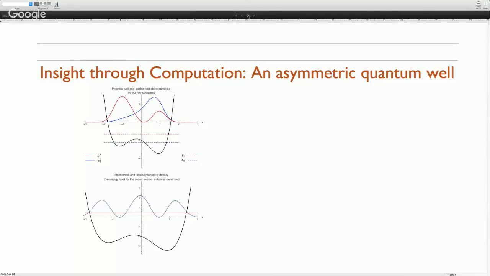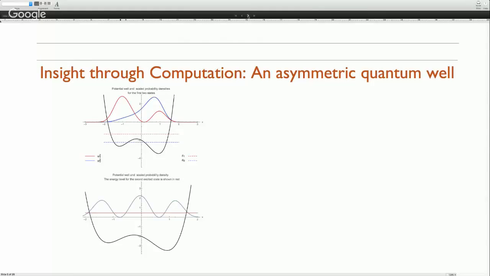Now, at the other end of the scale, I think we can often get great insight through computation. And so here's an example of that, at least I hope this is an example, that comes from a quantum mechanics class I'm teaching. And we do an asymmetric well and compute the energy levels and probability densities for a couple of states, the ground state here labeled psi naught in blue, and the first excited state labeled psi 1, which is in red.